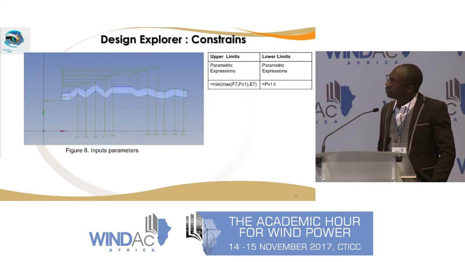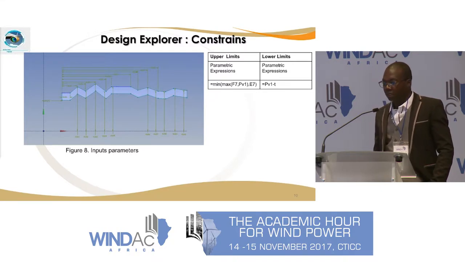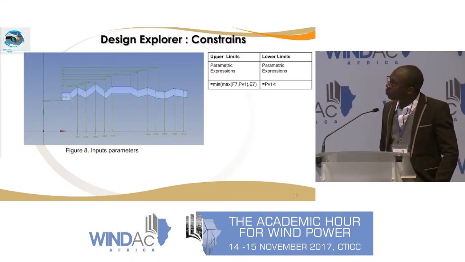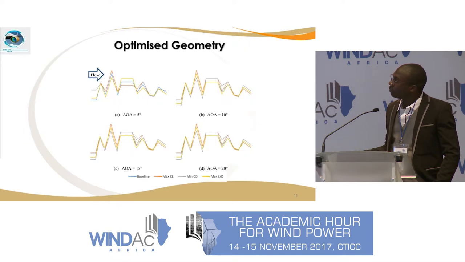Here we move to the design constraints that we used for our modeling. In actual fact, we had 20 input parameters. We had 10 of them in horizontal and 10 of them in vertical. Parametric expressions were also used in this experiment to link the upper points with the lower points, and also to restrain a node from moving by more than 30% relative to its adjacent node. Those were the design constraints taken for this modeling.